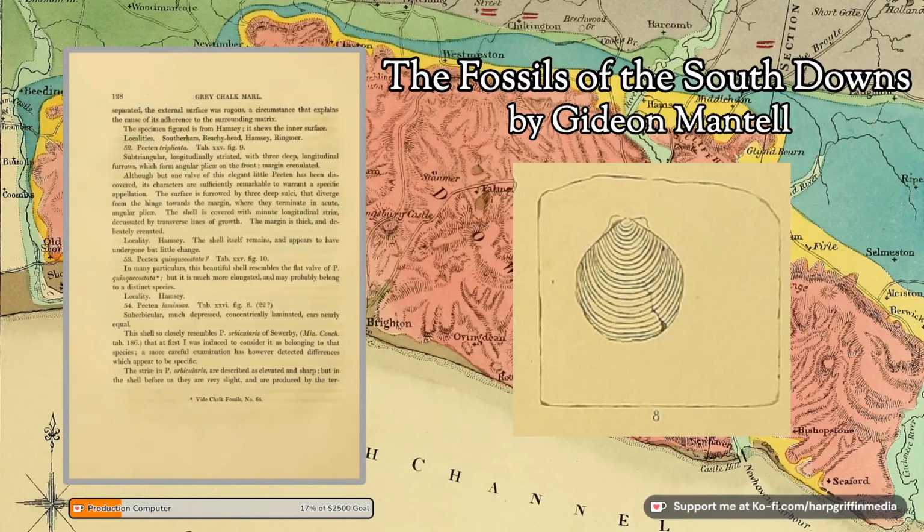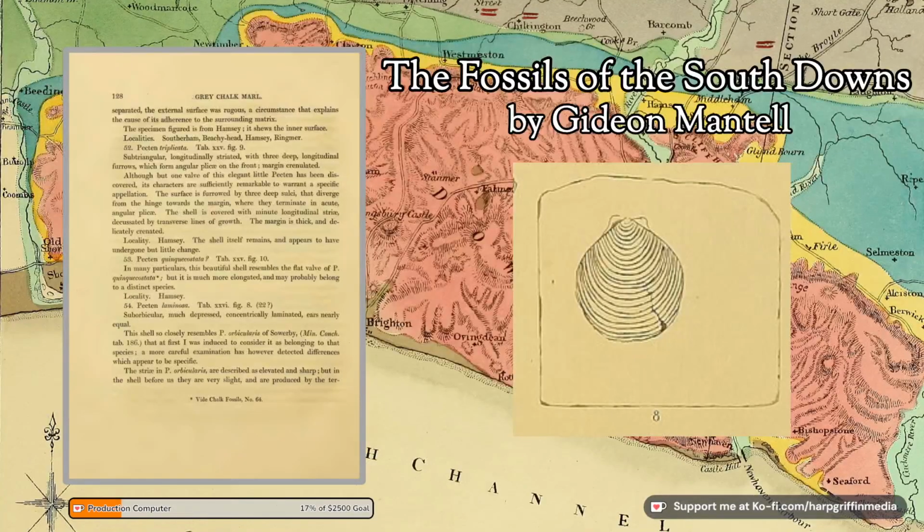54. Pecten laminosa. Tablet 26, Figure 8. Suborbicular, much depressed, concentrically laminated, ears nearly equal. This shell so closely resembles P. orbicularis of Sowerby, Mineral Conchology, Tablet 186, that at first I was induced to consider it as belonging to that species. A more careful examination has, however, detected differences which appear to be specific.